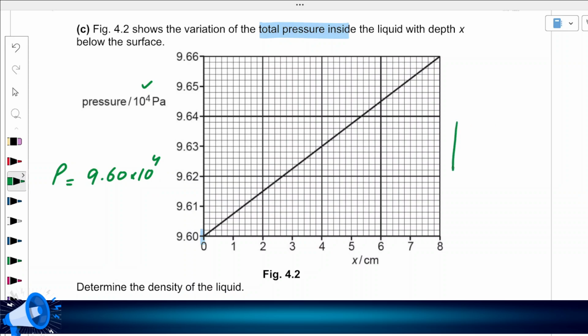So this is the atmospheric pressure basically. This is the container, it contains the liquid. At depth 0 means you're at the surface. So the total pressure that you have at the surface would simply be the atmospheric pressure. The atmospheric pressure is this one. We need to find the density of the liquid.